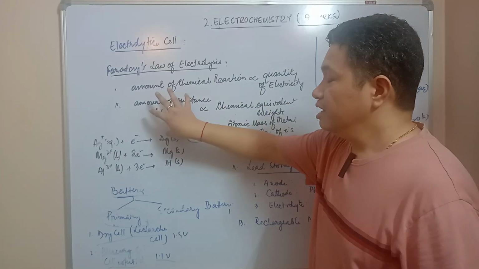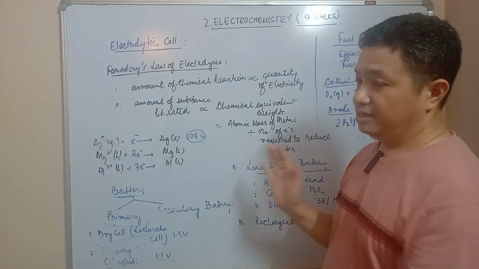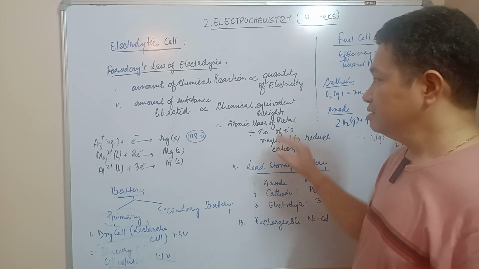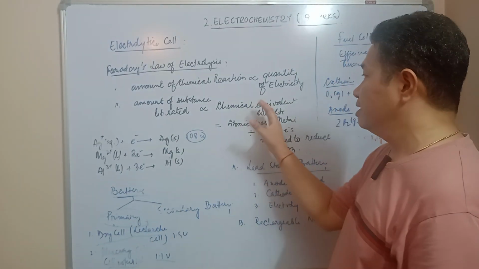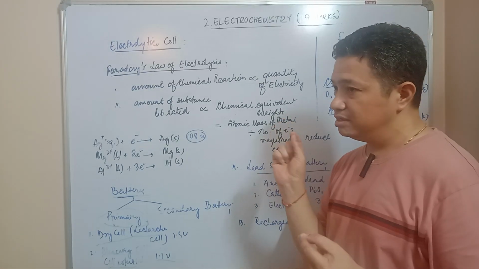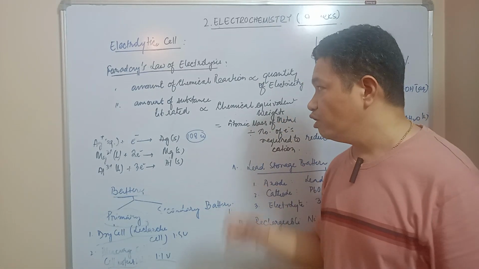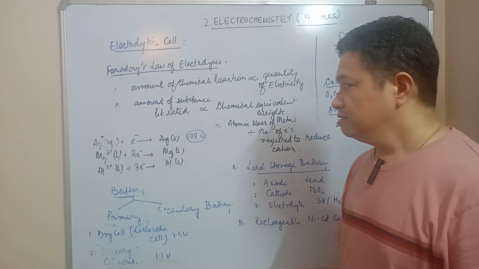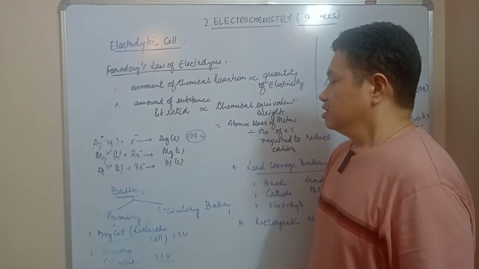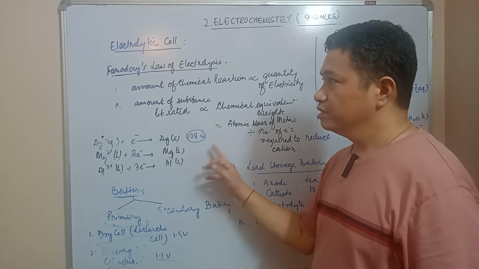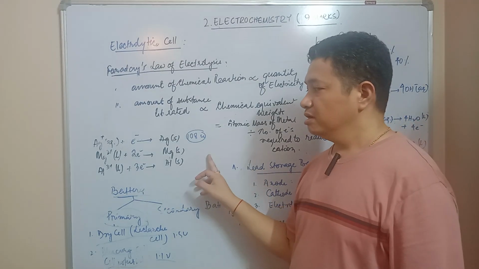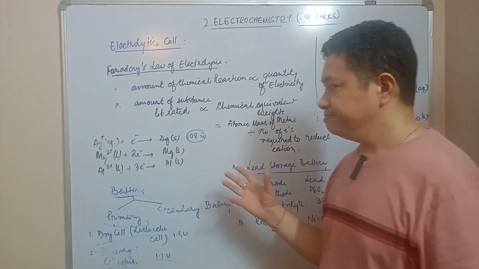So the quantity or amount of substance liberated at the anode or at the cathode depends on the chemical equivalent. It depends on what kind of element it is, because the chemical equivalent is a property of that metal, of that substance, right? The chemical equivalent of silver will be 108. Magnesium will be 24 by 2, that means 12. Aluminum is 27 divided by 3, that is 9.